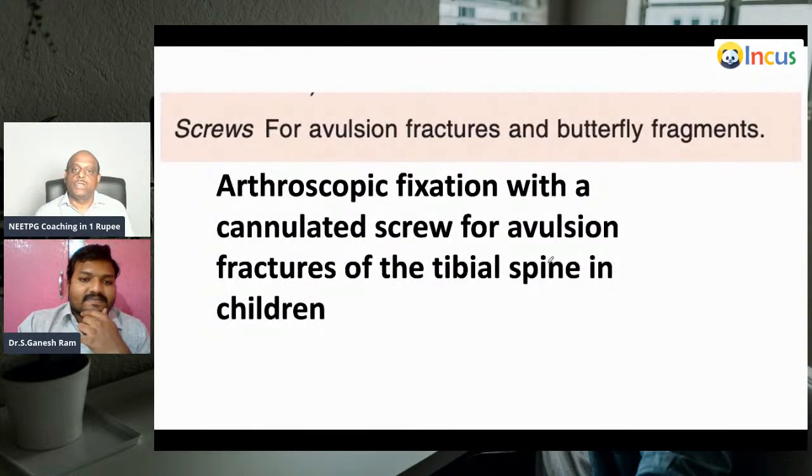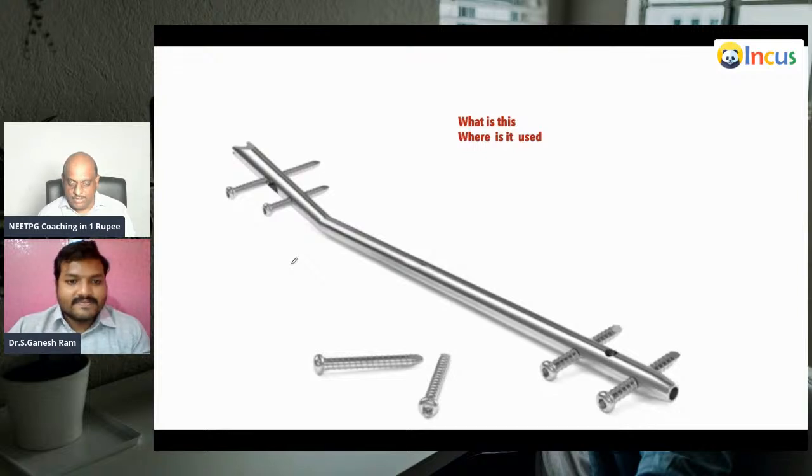Great. So arthroscopic fixation with cannulated screws for avulsion fracture of the tibial spine in the case of children. Yeah. So what is this instrument, doctor, and where is it used?